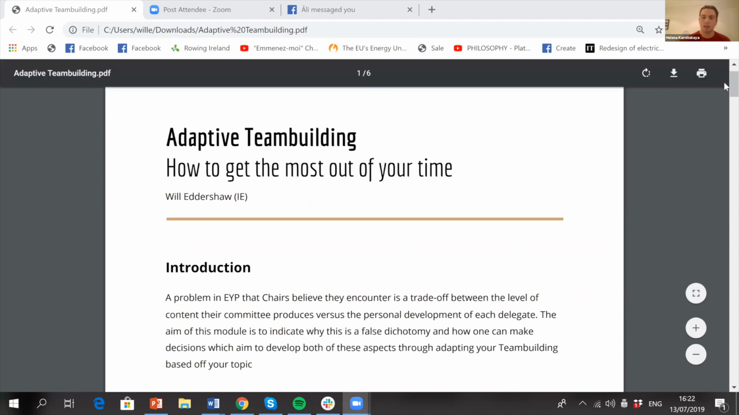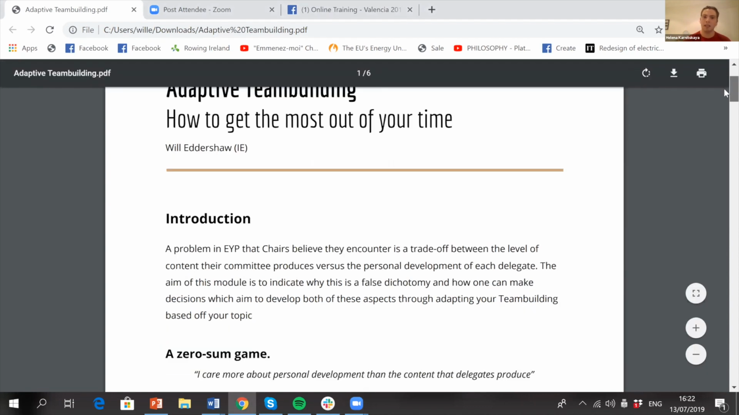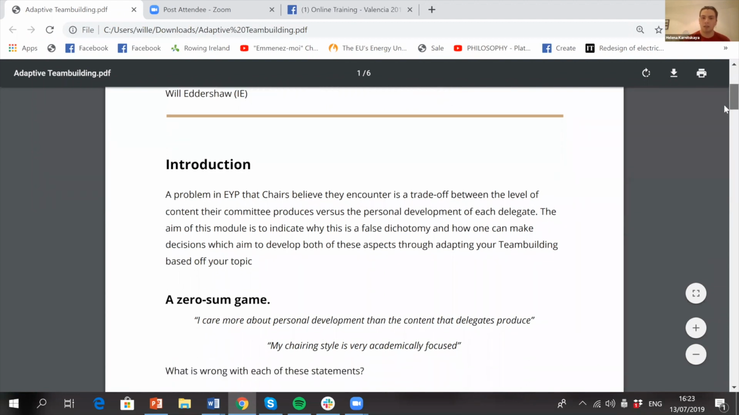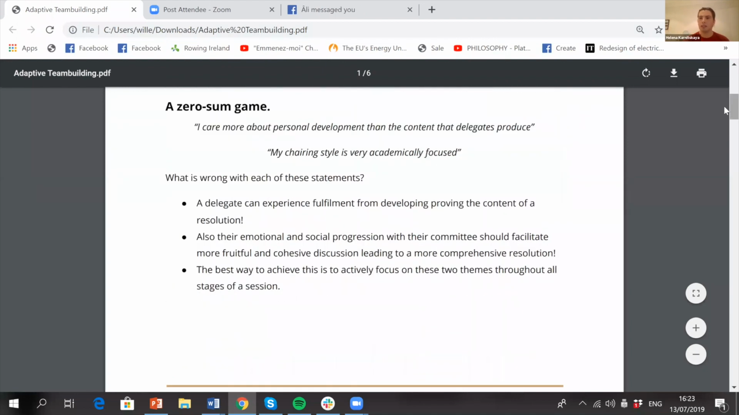So I mentioned it in the introduction there. A problem in EYP is that there's a trade-off between the level of content that the committee produces and then the personal development of each delegate. We view it that the more time we assign to one, the less we assign to the other. And as a result of that, we feel like we have to make a choice. So you can see it here, I categorize it as a zero-sum game.